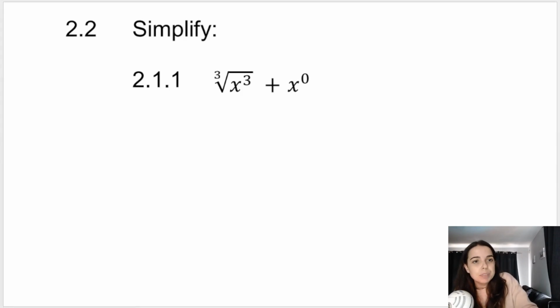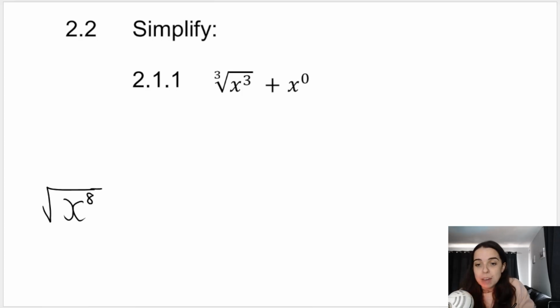I like this one. If you have something that is under a root like this, let's just do x to the power of 8. How we simplify this is we take the exponent, which is 8, and we divide it by whatever number is over here. When it comes to a square root, like this made-up example, the little number over here is an invisible 2. So we go 8 divided by 2, which is 4, x to the power of 4. So it's this number divided by this number.